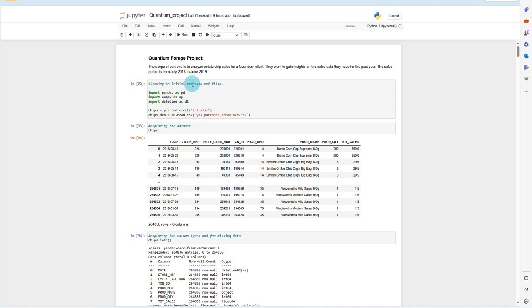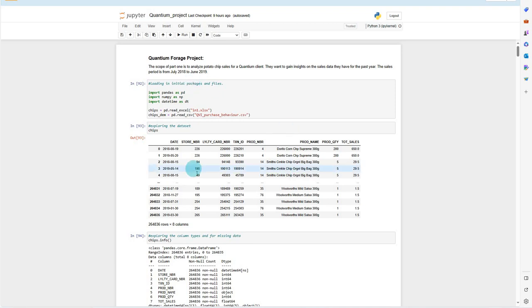So basically, this part one, I'll walk through it. It might be a little bit lengthy. I'll try to be as quick as possible to keep it short. It gives you two data sets, one in Excel, one in CSV. And what I imported was pandas, numpy, and datetime.